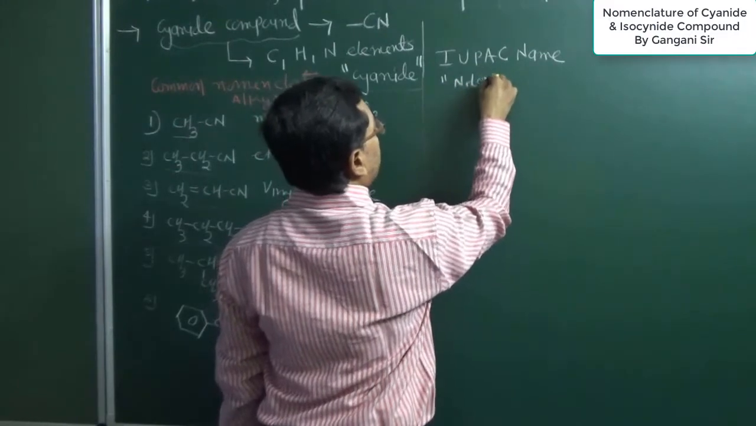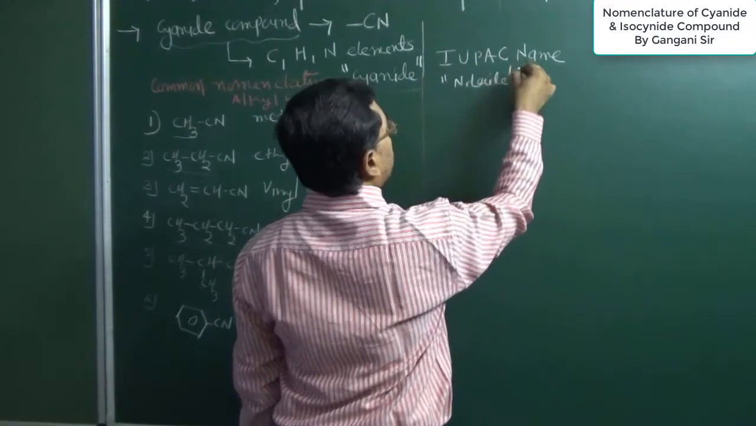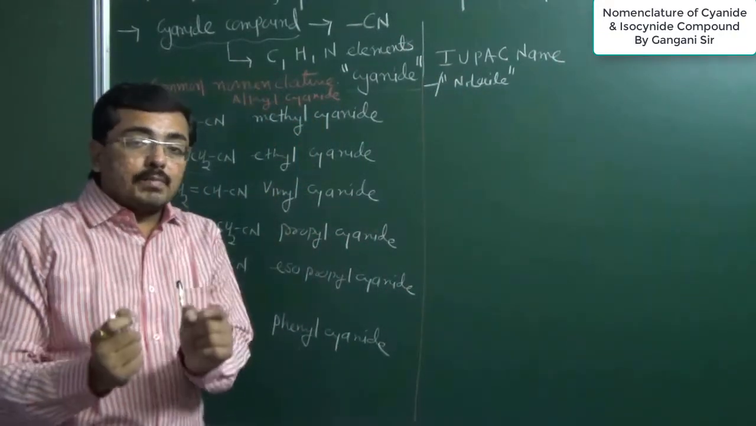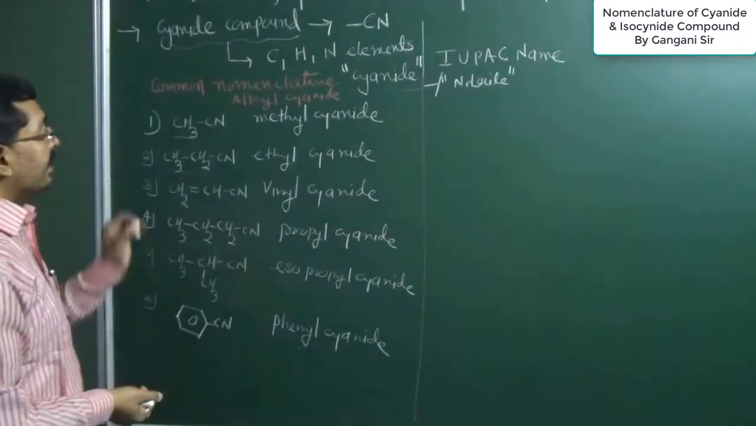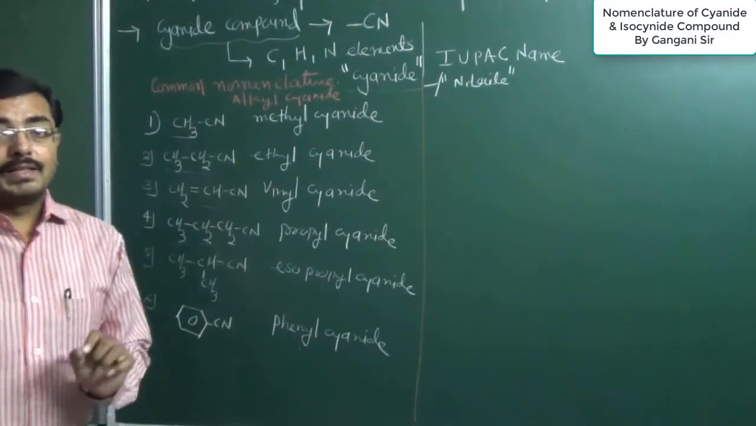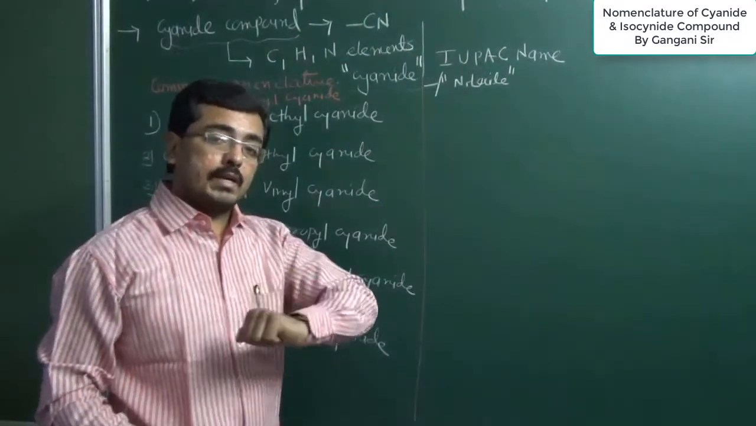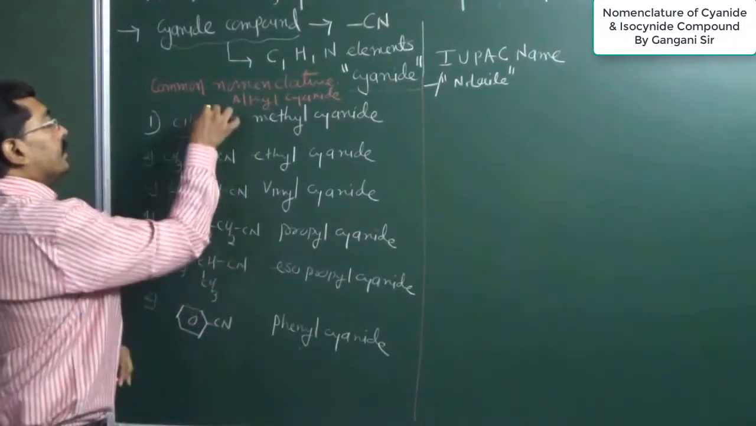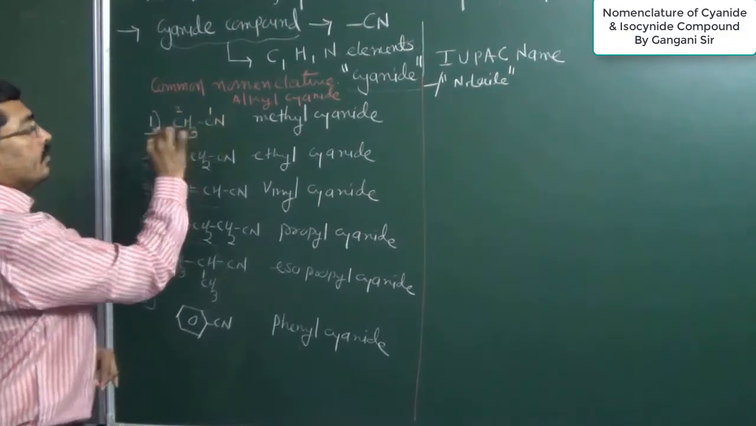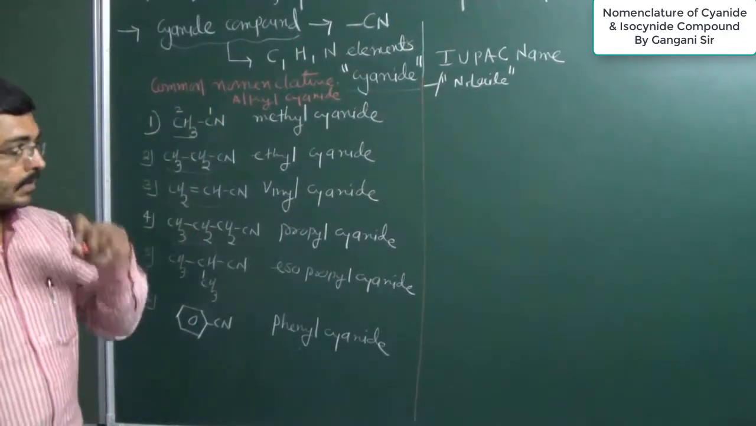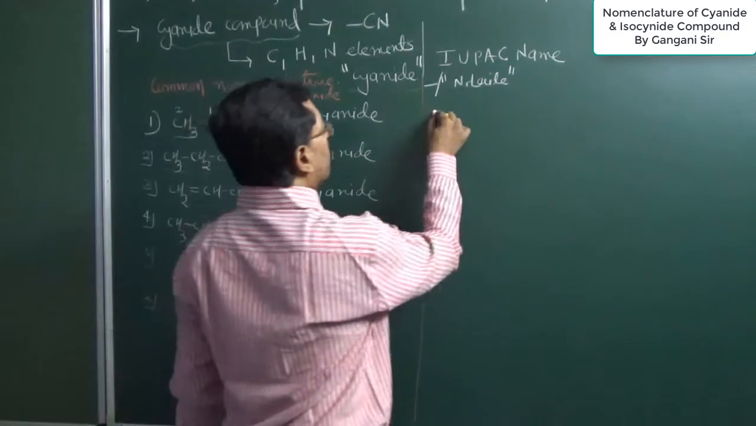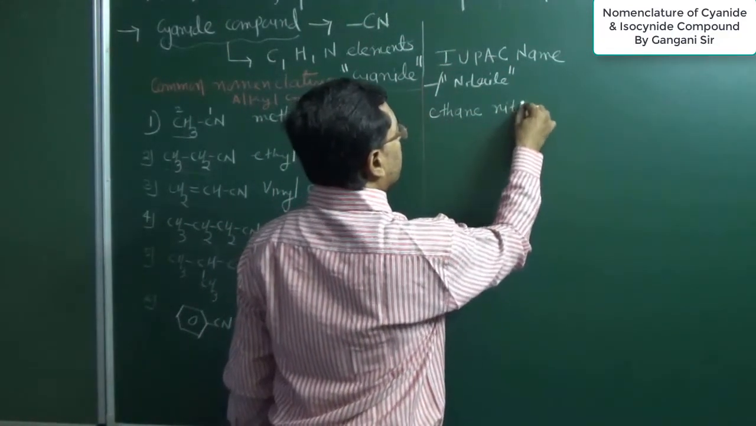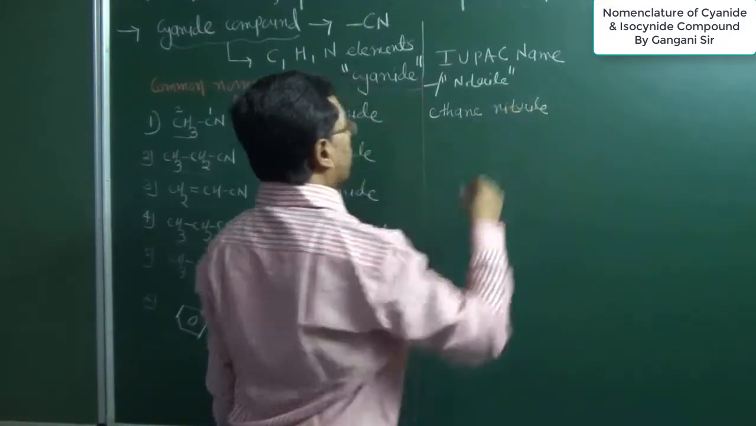When we use nitrile as a suffix, the carbon of CN is considered in the long chain, and then we add the word nitrile to the name. Suppose I want to give the IUPAC name here. The carbon is considered in the chain, so the long chain has 2 carbons. The 2-carbon alkane name is ethane, and adding the suffix nitrile, the name is ethane nitrile.